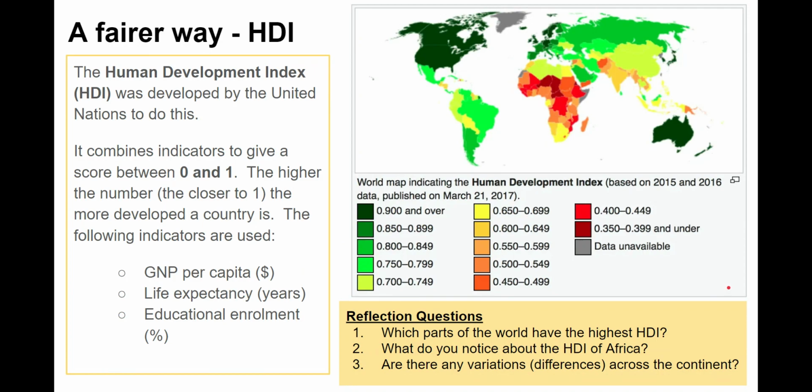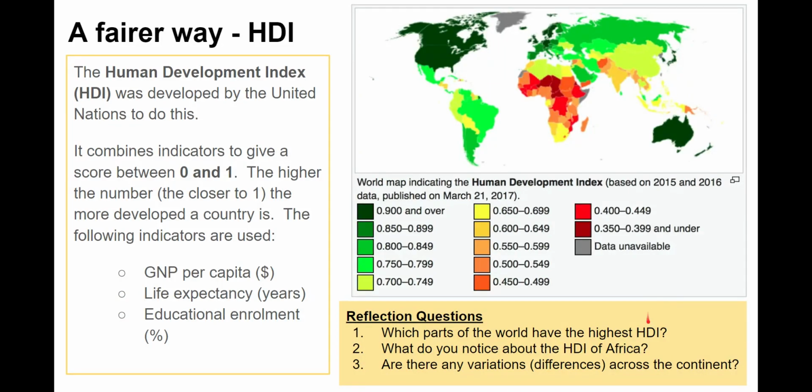What do you notice about the HDI of Africa? The continent of Africa is over here. Are there any variations or differences across the continent of Africa? Is it the same everywhere? Are there any patterns you can see? For example, in the north or the south, the east or west, towards the coast, towards the middle? What differences can you see in the level of HDI across the continent of Africa? So pause there, note form answers in your book, and then join me when you're done.